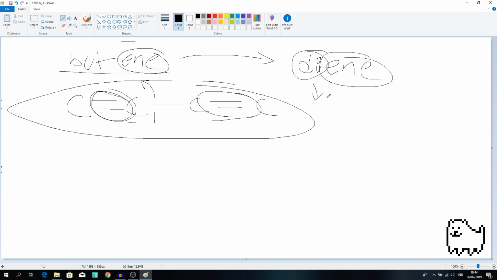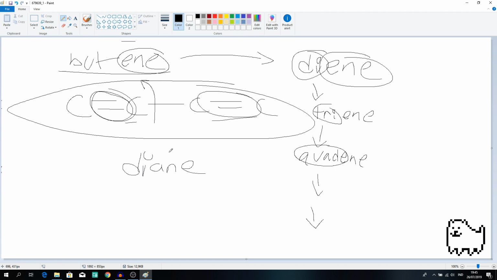And this will just go down. Triene shows that there's three double bonds. Quadene will show that there's four double bonds, and so on and so forth. So the numbering system over here is different than the numbering system for the carbon. I think most people will get that part switched up somehow, like they're just gonna say diane or something maybe, which is wrong.